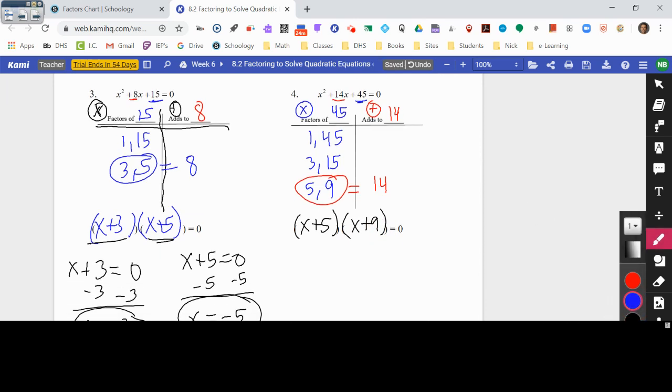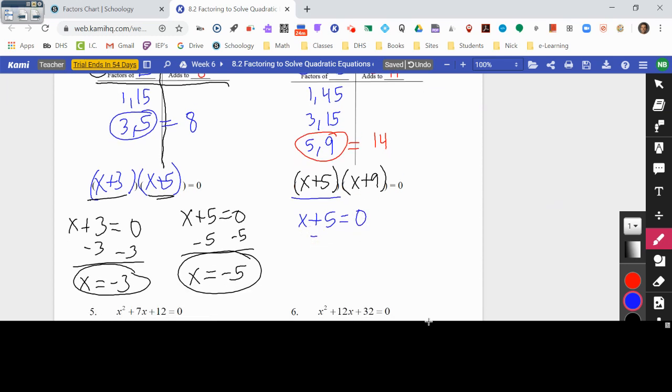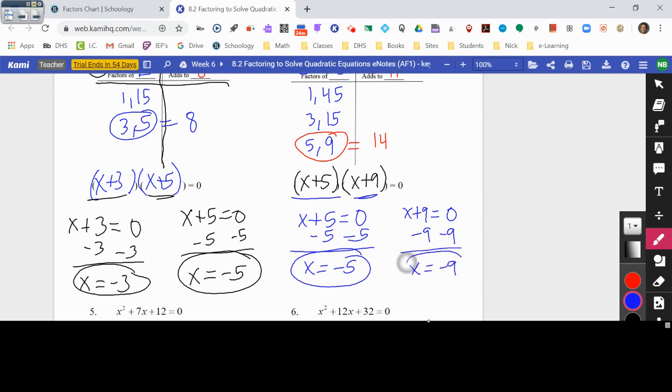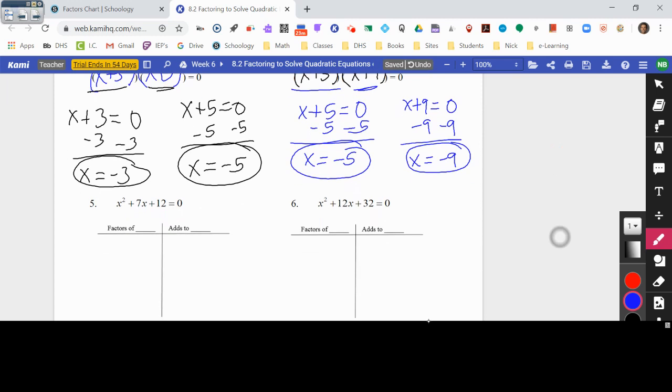But I still have to solve it. I'm going to solve it by setting each of these products equal to 0. So I'm going to say that x plus 5 is equal to 0, and I can subtract 5 from both sides. We get x is equal to negative 5. And I can take this other product of x plus 9 and set that equal to 0 as well. And I'm going to subtract 9 from both sides, and we get x is equal to negative 9. All right, awesome. We got 2 more.